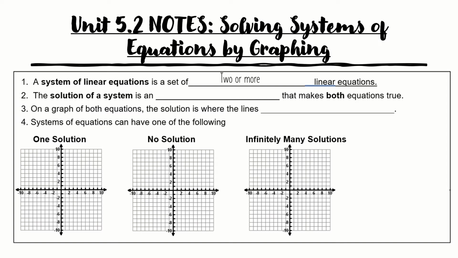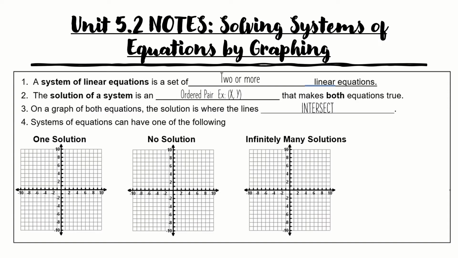Now, when we solve something, it needs a solution. So number two, the solution of a system is an ordered pair that makes both equations true. So for example, it's going to be some x comma y, maybe it's 1 comma 2 or 3 comma 7, whatever. On the graph of both equations, the solution is where the lines intersect. That's all you're looking for, ladies and gentlemen. Where do our lines intersect?